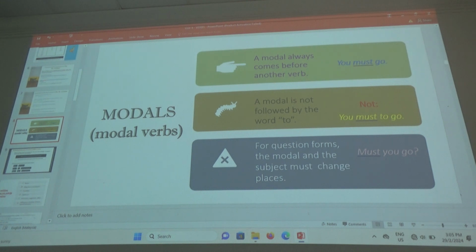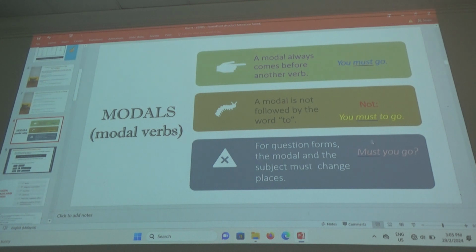Okay, like this. You must to go. No. I think some languages they use the to in between. You must to go. I don't know. Right? You must go. Modal verb and main verb they always come together in English. Is that okay? Okay? Right?